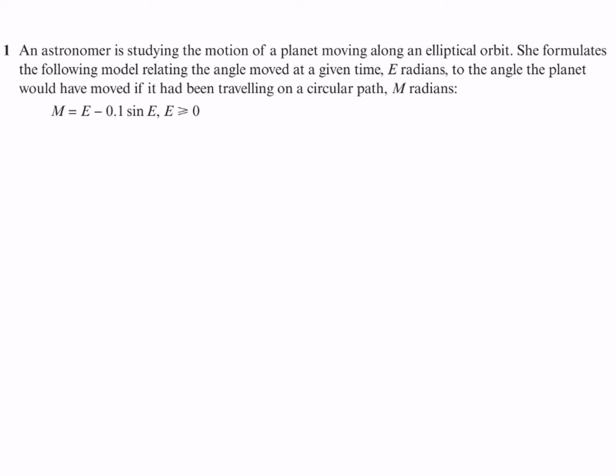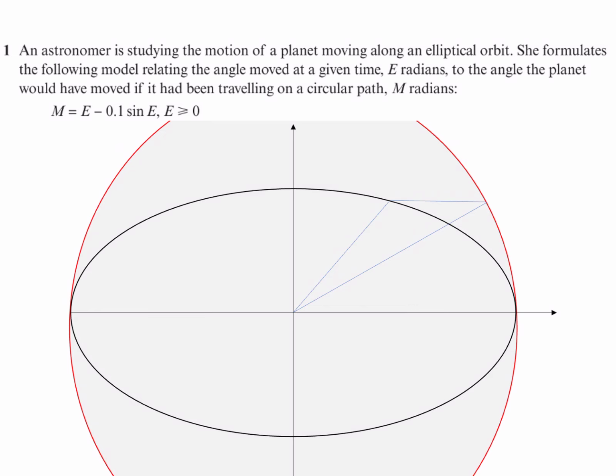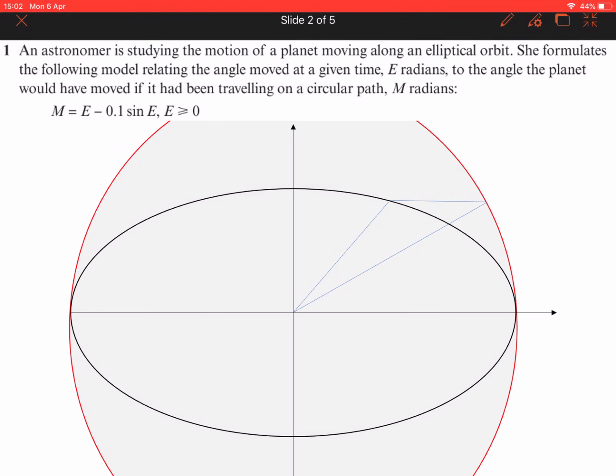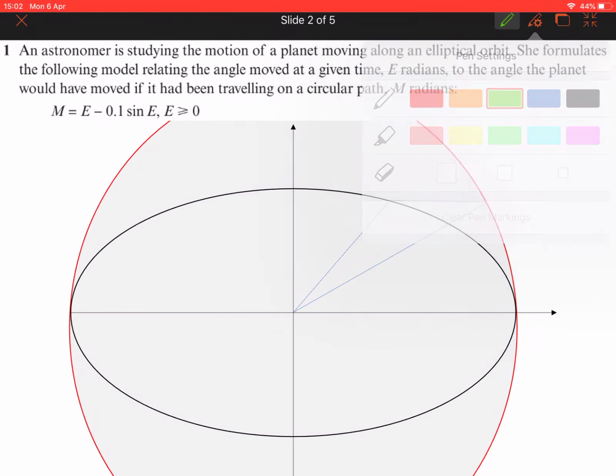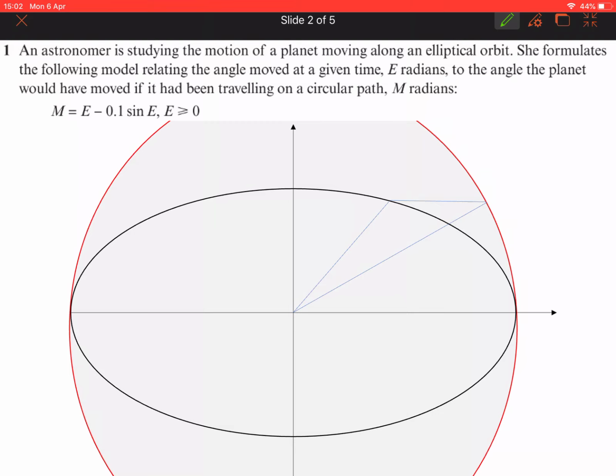She formulates the following model relating the angle moved at a given time, E radians, to the angle the planet would have moved if it had been travelling on a circular path, M radians, using that formula. You don't need to know this, but it's just to show you what's going on. I hope that you all know that the planets travel around the sun in our solar system.